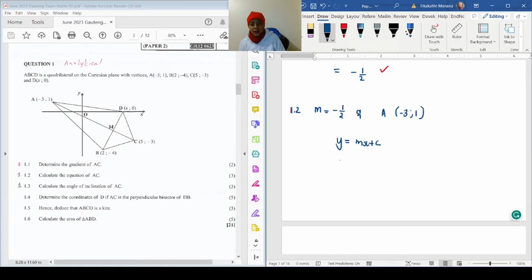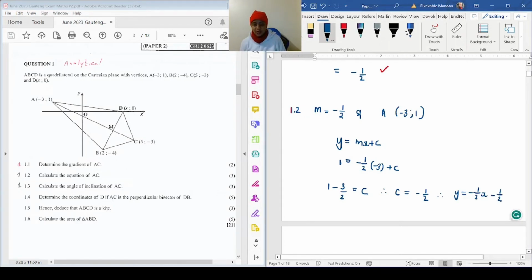So in the place of y, put 1. In the place of m, we put -1/2. In the place of x, we put -3. Okay, so now we have 1, and we have -1/2 times -3 is 3 over 2. We take it to the other side, it will be -3 over 2. Okay, so therefore c would be equal to -1/2 minus 1. We have -1/2. Okay, so therefore the equation of AC is y is equal to negative a half x minus a half. Okay, so there we are.